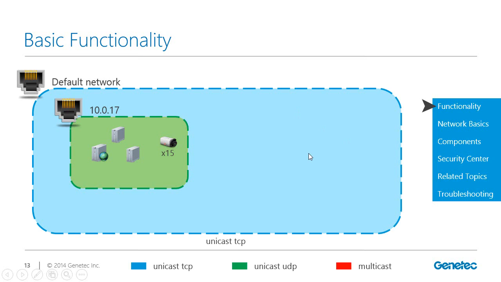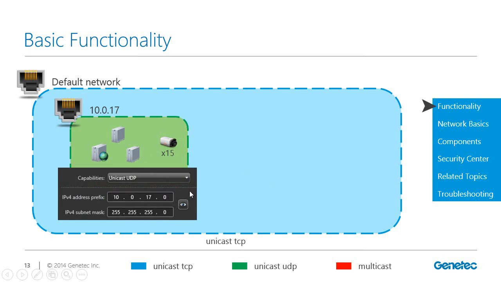So for example, if we had a closed network with 15 cameras and 3 servers, and it's all within a 10.0.17 network, we wouldn't need to set much up here. Now our default network is always the root, and it's automatically created, and we would have another network created underneath here that holds all our servers in the network view. So looking at the network properties for the 10.0.17 network, we would just need to define what kind of traffic we'll be passing inside the network, and basically we're good to go from here.